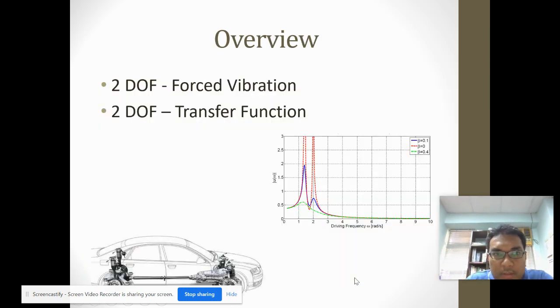For today we cover two topics on the two degree of freedom forced vibration, and also how you can derive the transfer function for the two degree of freedom system. That will help you for your assignment also.